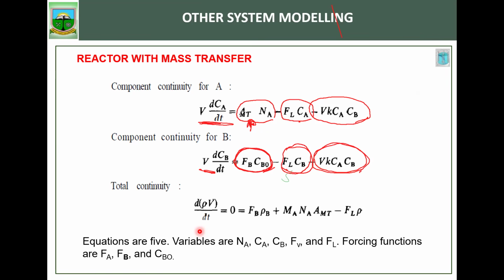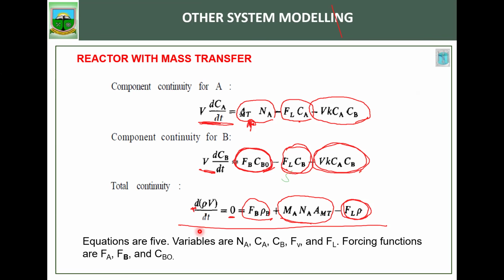Total continuity equation, you're going to have the amount of mass accumulation in the reactor. If it is steady state, this should be equal to 0, being equal to what? This is input. We have two inputs. If you remember, we have the liquid input, which is this one, plus the gas into the mass transfer area, minus the output. So you have 5 equations to solve.